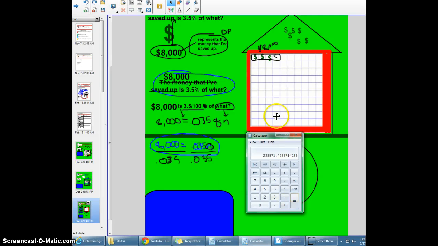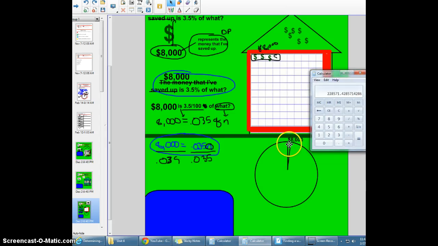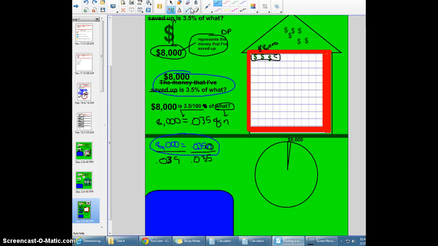The home's value, the whole value, is $228,571. If 3.5% represents 8,000, okay, then 100% represents $228,571. So then we could write that n is equal to $228,571, based on knowing that 3.5% is 8,000. Take a step back. You can rewatch the lesson, try your own strategies out, and that's it. See you later.